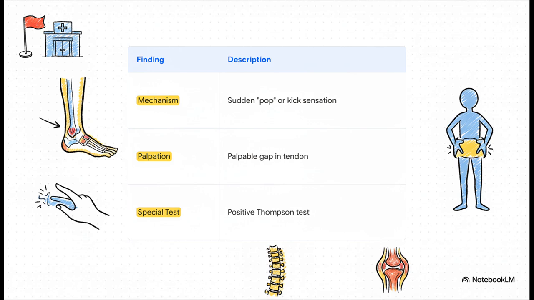But the money shot on physical exam is the Thompson test. You have the patient lie on their stomach with their feet hanging off the end of the bed. You squeeze their calf muscle. On a normal leg, the foot will point down. It'll plantar flex. But with a ruptured Achilles, you squeeze, and absolutely nothing happens. The foot just lies there. That's a positive Thompson test.